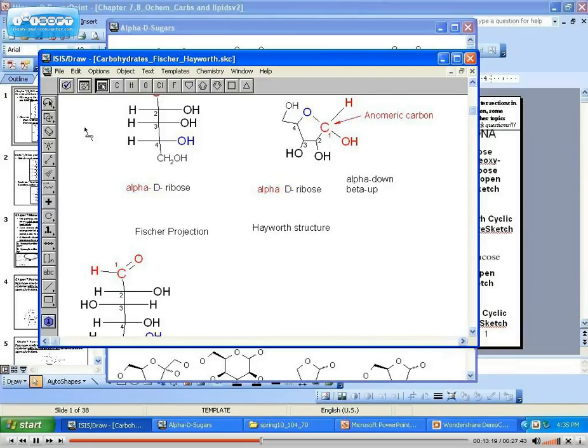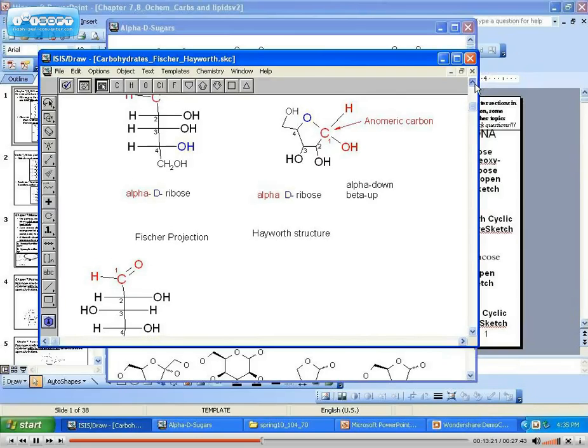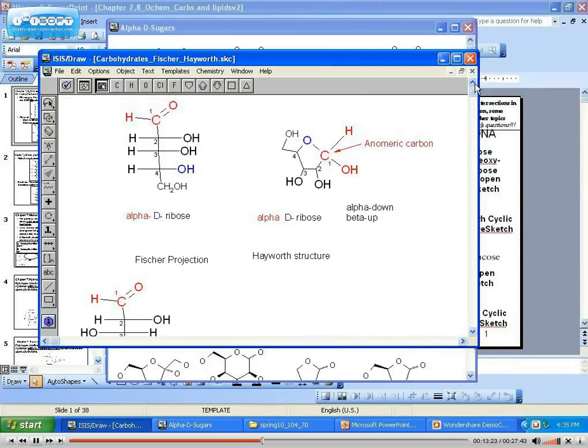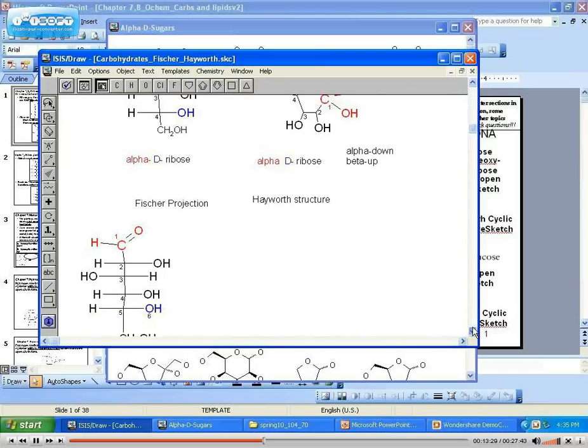Consequently, you'll be tested only on the Haworth cyclic sketch form. Let's go ahead and move on.